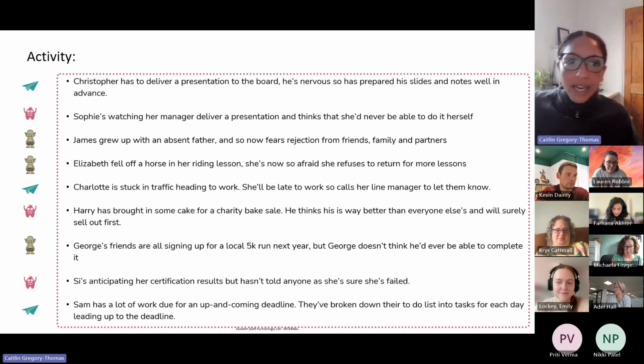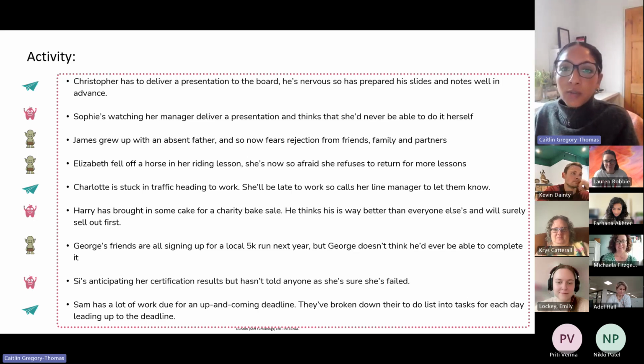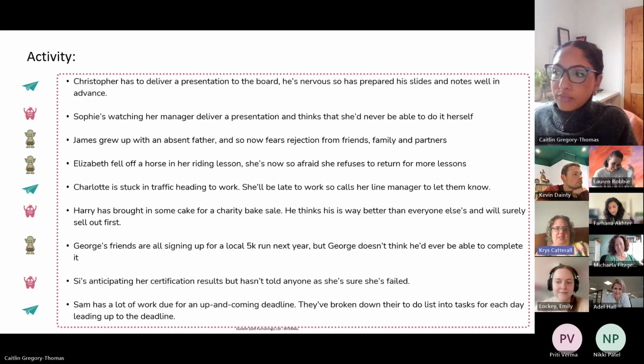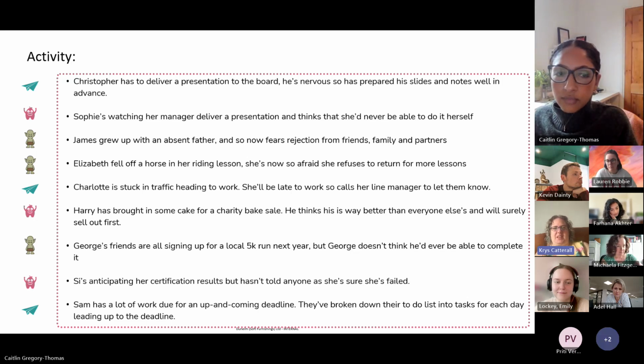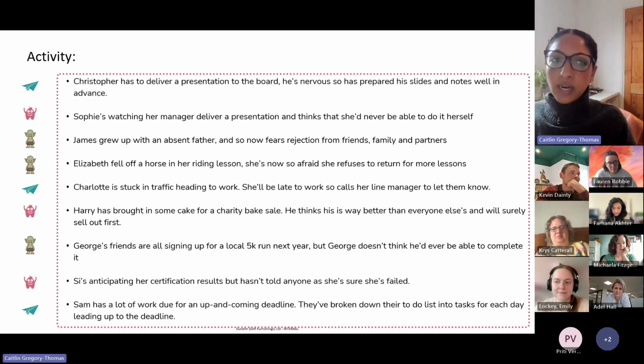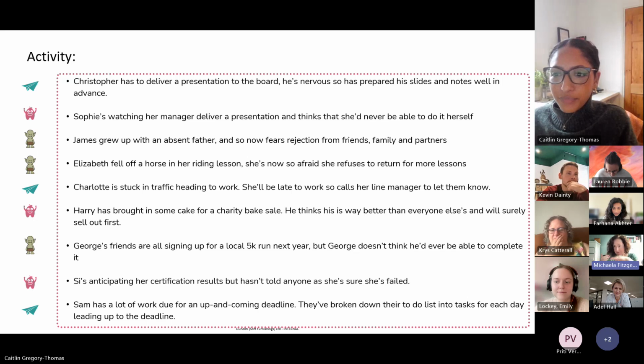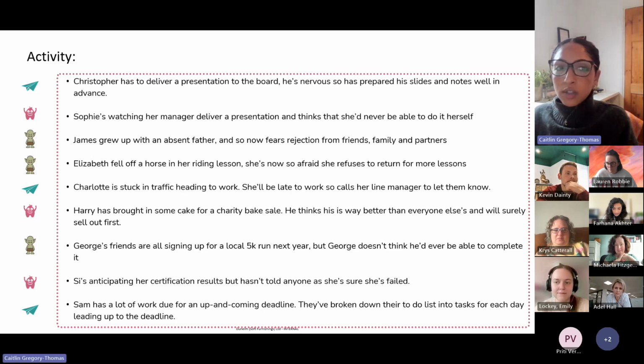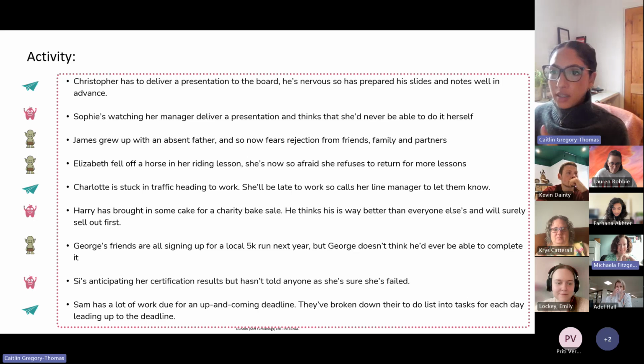On to Harry, who's brought some cake in for a charity bake sale, and he thinks his is way better than everyone else's and will surely sell out first. What was this one, Chris? We had a little bit of debate on this one, but we did end up going with the gremlin. We could see that narcissistic behaviours could also potentially be a goblin, but we went with gremlin in the end. So maybe it depends on how extreme this belief system is. And Michaela? Again, we had both at one point, but we switched to goblin because this could have real fundamental consequences, and it sounds like there's a really entrenched self-belief there. Understood. I've got it as a gremlin just because we don't know how deep-rooted it is. I completely understand your reasons for saying it might be a goblin though, and what Chris was saying as well.